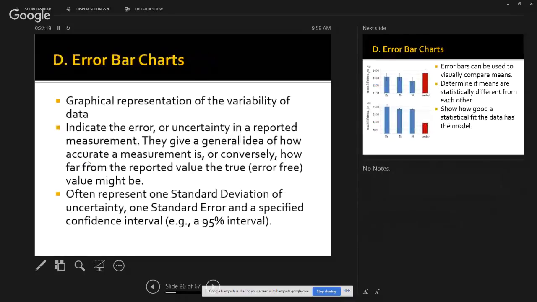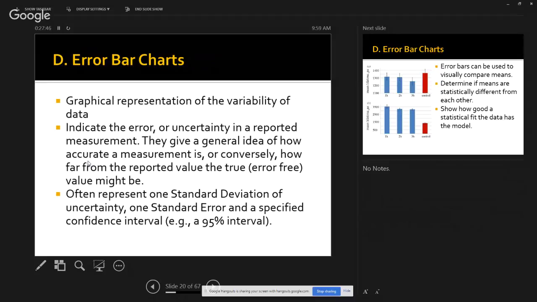So, error bar charts. You guys probably don't know this, but you see them all the time. If we went downstairs and walked around at all those posters that all look exactly the same, by the way, which I find boring, but that's how they like it, I can't even tell the difference between them. They all have error bar charts, but they just don't call them that.